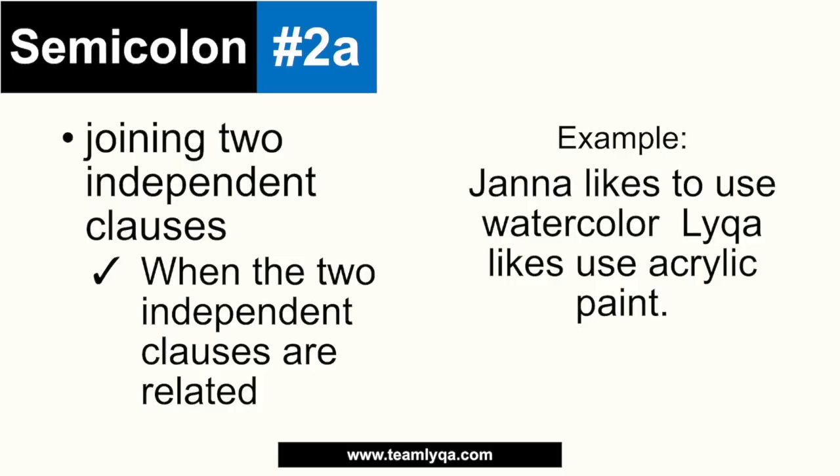So, ibig sabihin ng independent clauses, actually, pwede mong gamitan ng period. Ibig sabihin, standalone sila pareho. But, ginagamit natin yung semicolon instead of a period kasi gusto natin i-emphasize na hindi natatapos yung statement. Na meron silang kahit papano a bit of a relationship yung pangalawang sentence na yon. Okay, so yung example natin here, it says, Jana likes to use watercolor, Lyqa likes to use acrylic paint.